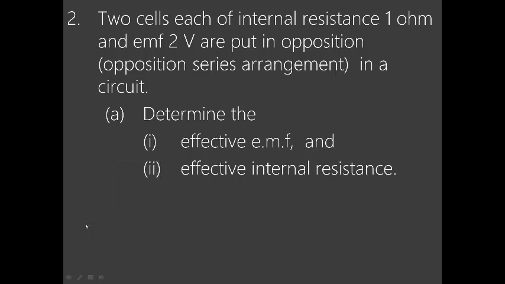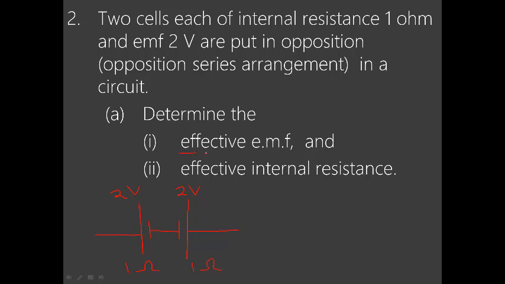this is what we mean. They are going to be arranged one cell like this and the other like this. This is what we mean by opposition arrangement. So they are arranged like that. This one has to connect like that. The EMF is 2 volts, even this one 2 volts. Internal resistance 1 ohm, even this one 1 ohm.